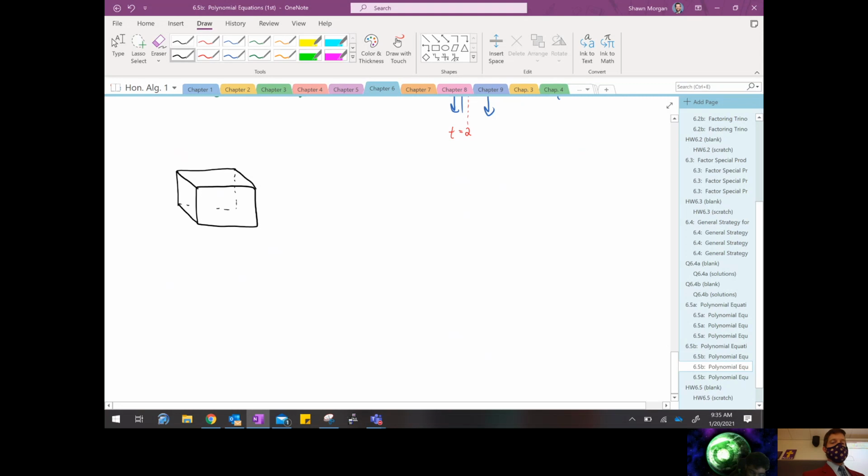You guys practiced drawing cubes before? Y'all ever do that? That's not an awesome cube, but there you go. You got one. And you got another cube.